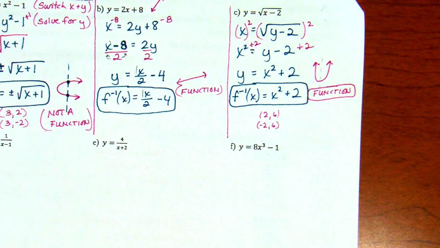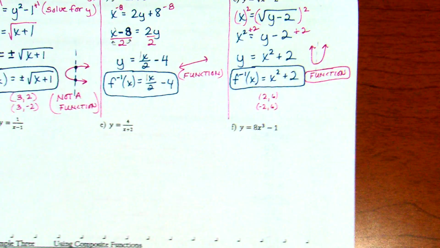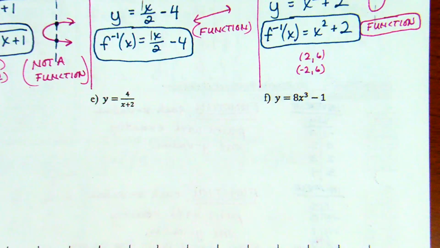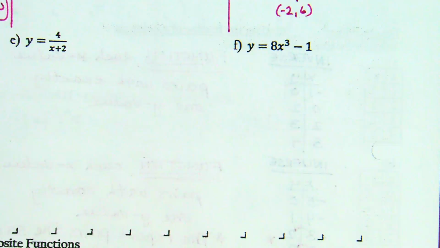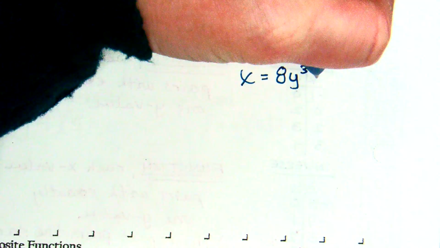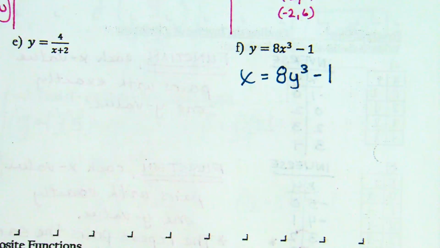Now we're going to solve for y. It's 8y cubed minus 1. What do I do first? Add 1. If I add 1 on the right, add 1 on the left. What is x plus 1? X plus 1 equals 8y cubed. And then the minus 1 plus 1 will cancel.